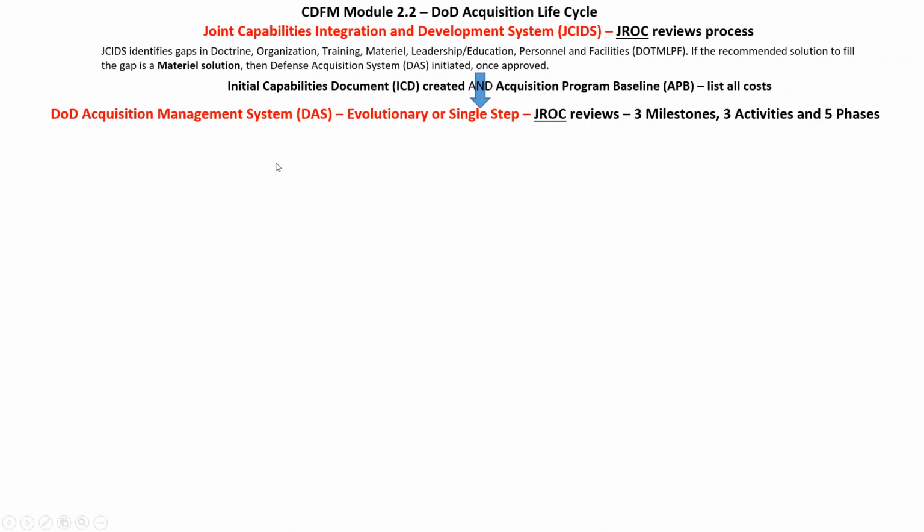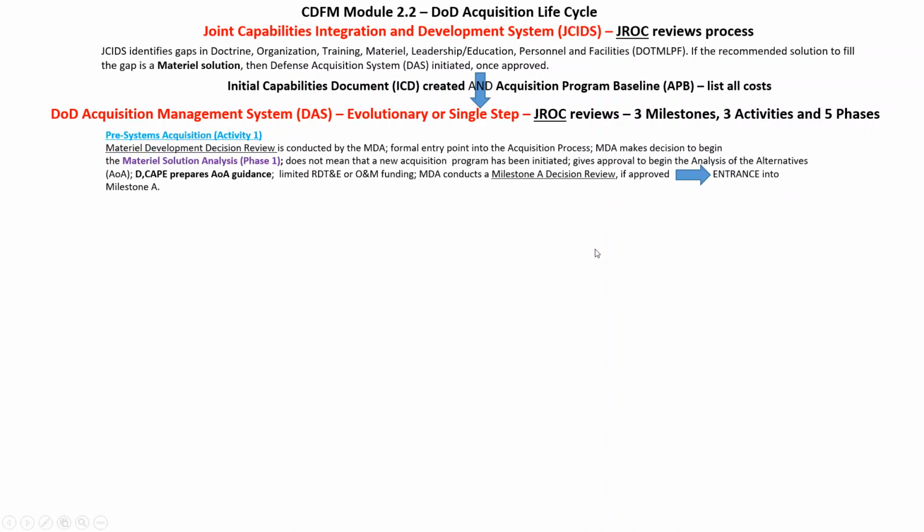So we're going to look at what happens in each one. And again, these are not all inclusive. This is just a quick snapshot. So the first activity, pre-systems acquisition. There's a material development decision review that has to be conducted. MDA is your milestone decision authority, whoever that decision maker is for the level of the capability that you have.